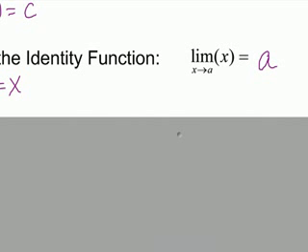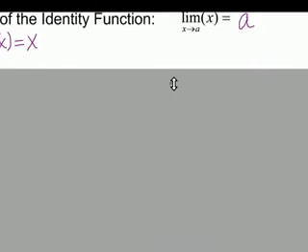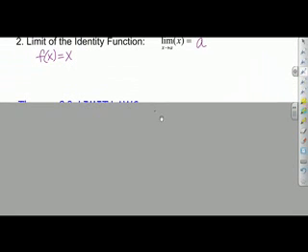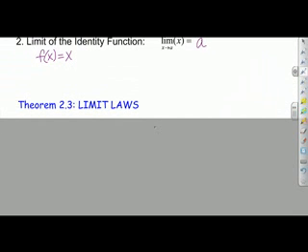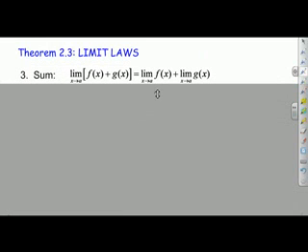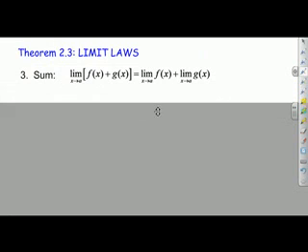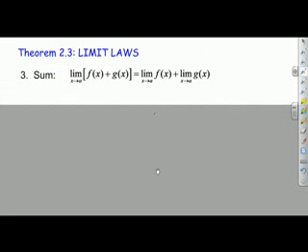Now, the remaining rules for working with limits come straight from your textbook, the limit laws. It's actually Theorem 2.3 in your text. I'm going to run through these very quickly and talk about each one, giving you some hints and ways to think about them that make them a little easier to understand. First, in the sum law, we have a limit of a sum of two functions, f of x plus g of x.